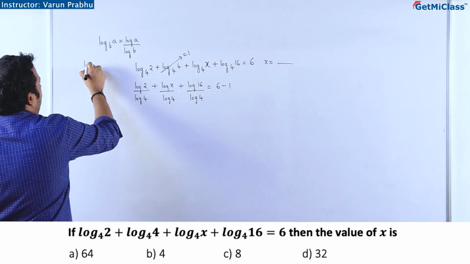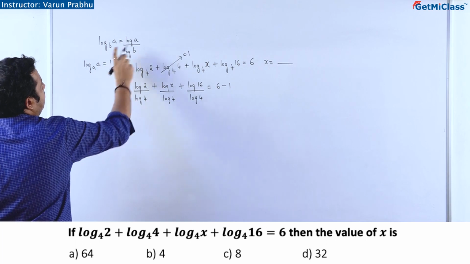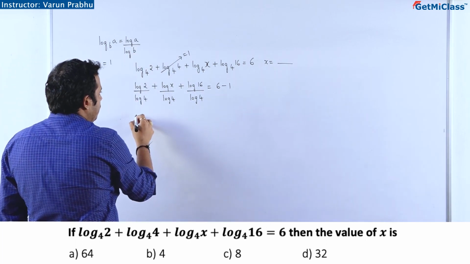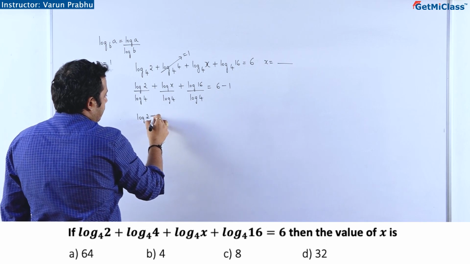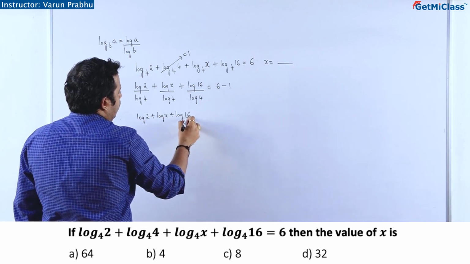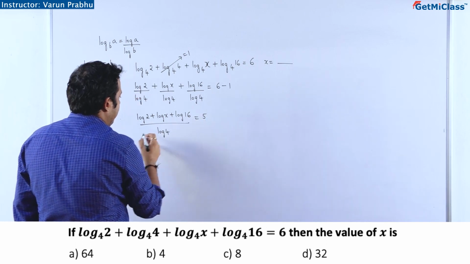Why? Log a base a, as you are seeing from this particular rule only, the answer will be log a by log a, that is equal to 1. So now what will happen here? Log 2 plus log x plus log 16 whole divided by log 4, that is equal to 5.